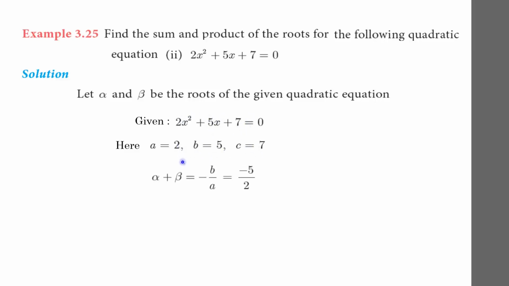So for that, the sum of the roots formula is alpha plus beta equal to minus b by a, which is equal to minus b value is 5, a value is 2. So minus 5 by 2. For alpha beta, the formula is c by a, c value is 7 here. So 7 divided by 2. So the answer for alpha plus beta is minus 5 by 2. For alpha beta, the answer is 7 by 2.